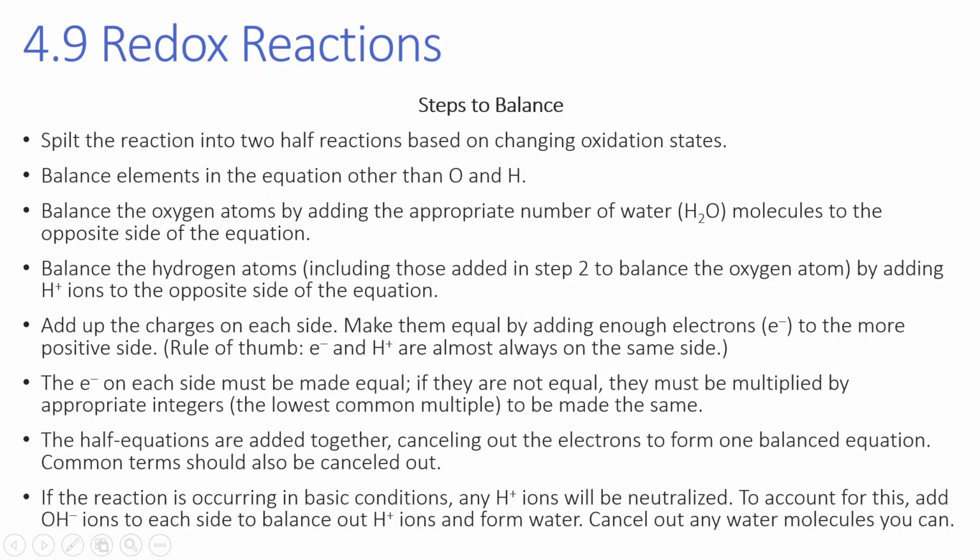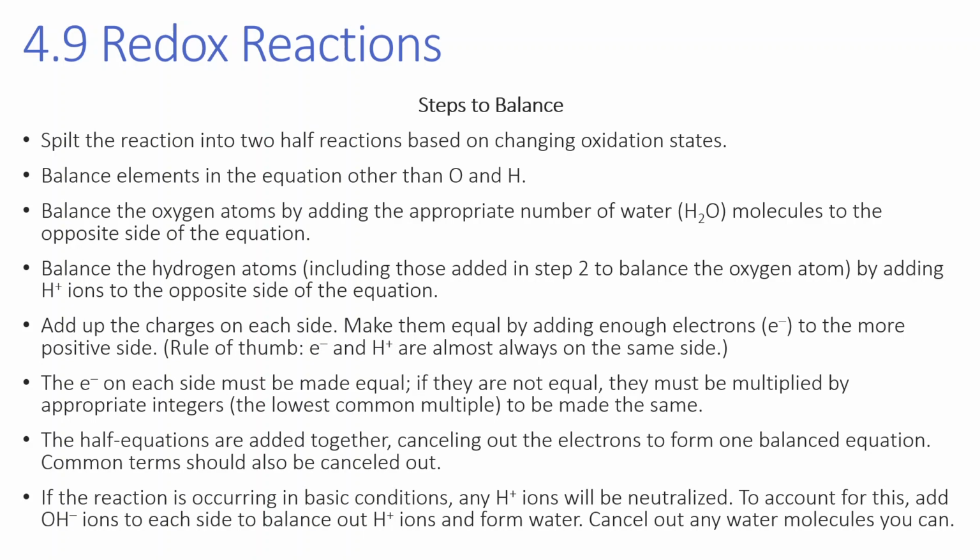So here we have some steps to balance a redox reaction. I know this seems like a lot of steps, but after you do this a few times and you kind of get the hang of it, it's not too bad. So first you're going to identify those oxidation states and split your reaction into its two half reactions. Then you're going to want to balance anything other than oxygen and hydrogen. Next, you balance oxygen by adding the appropriate number of water molecules to the opposite side of the equation. Then you're going to balance hydrogen atoms, including those that you added in step 2 as water, by adding H plus ions to the opposite side of the equation.